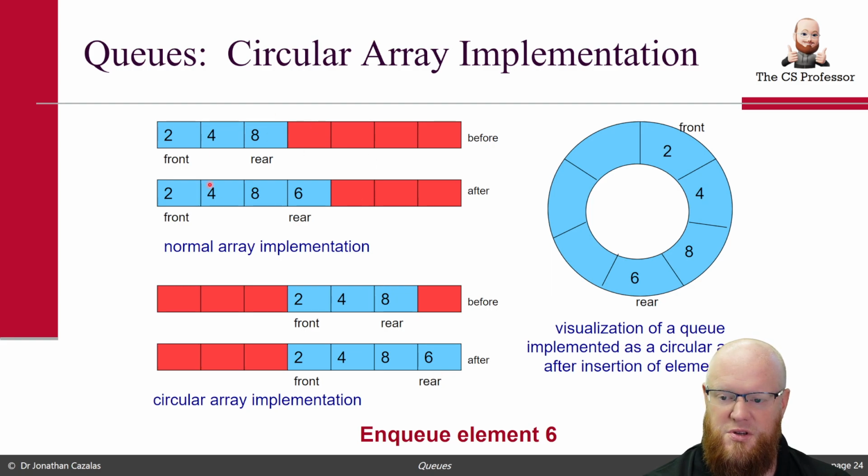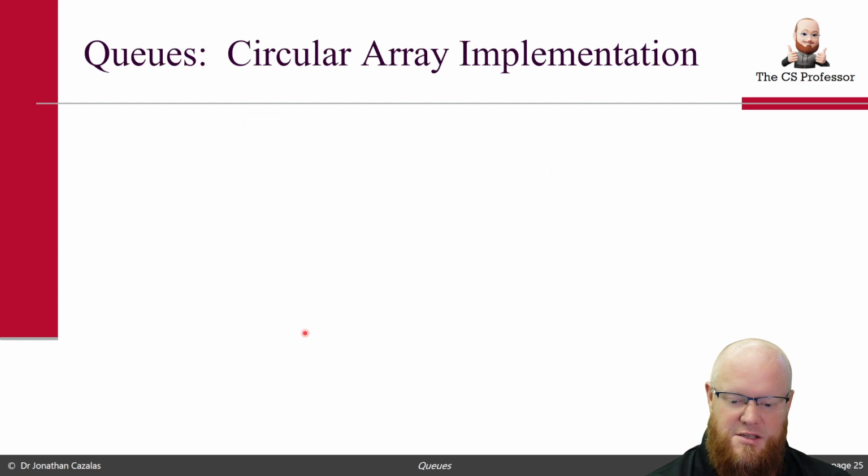So here's the brute force implementation, which we didn't have any shifting yet because we only did an NQ, not a DQ. Here's the circular array implementation where we NQ the 6, and this is also the circular array implementation where we're just letting the front be something other than index 0.